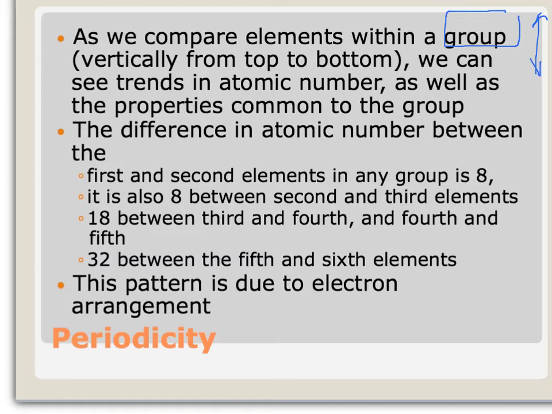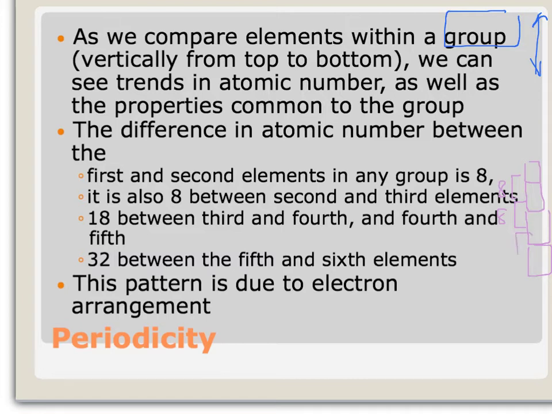And we'll talk more about those properties in just a minute as we get to the groups themselves. There's also a numeric periodic nature to the table. The difference in atomic number between the first and second elements in a group is 8. There are 8 protons in difference. As we go from the second to the third, there are also 8 protons difference.